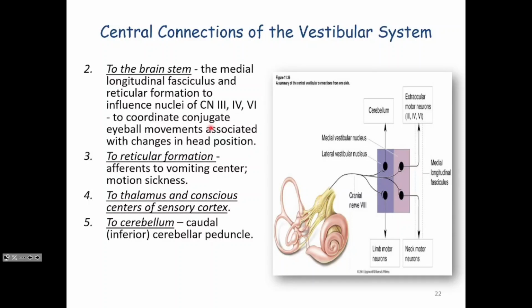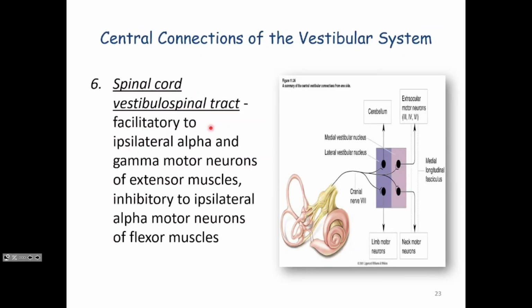And then it is sending information to the cerebellum, which is a very important organ in terms of the maintenance of balance and equilibrium. And it is also sending information to the spinal cord through the lateral vestibular nucleus, which is the vestibulospinal tract. It is facilitating to extensors and it is inhibitory to flexors.